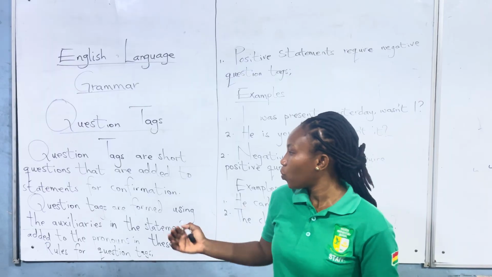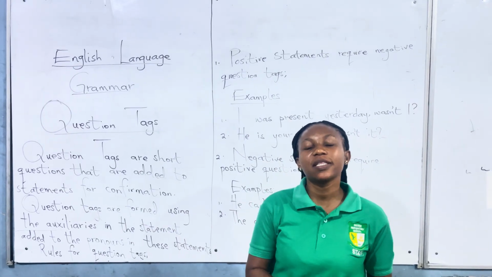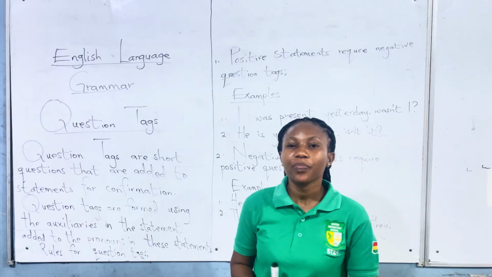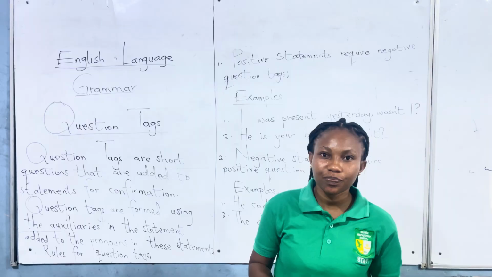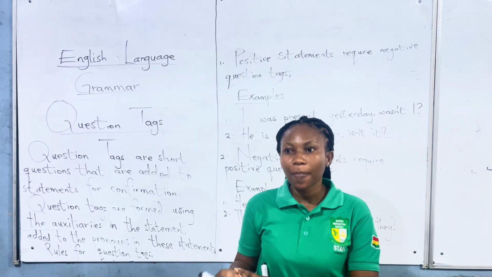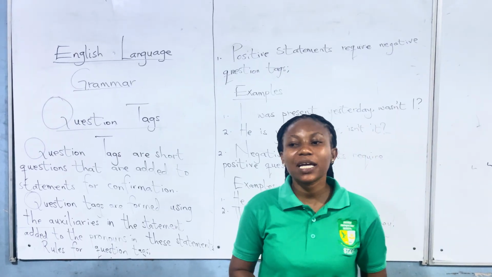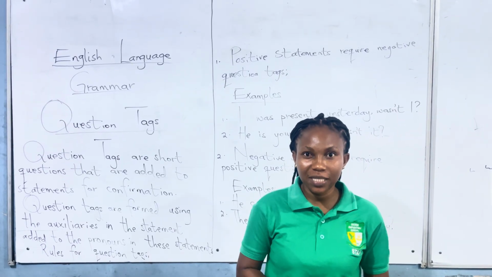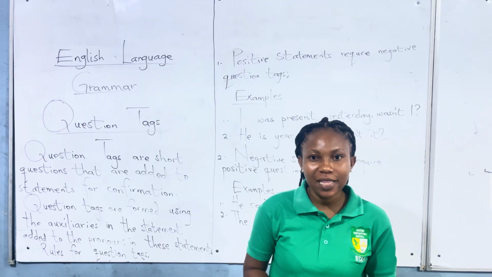Now, we form question tags by using the auxiliary verbs in the statement. We add them to the pronoun. So auxiliary verbs like am, can, will, shall. Then you add it to the pronoun in the statement. Now one may ask, what if the statement does not contain a pronoun? So you identify the subject in your statement, then you use a pronoun to correctly replace that noun.